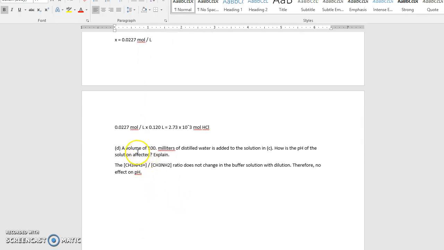And then finally, a volume of 100 milliliters of distilled water is added to the solution in C. How is the pH affected? This ratio does not change in the buffer solution with dilution. Therefore, no effect on the pH whatsoever.